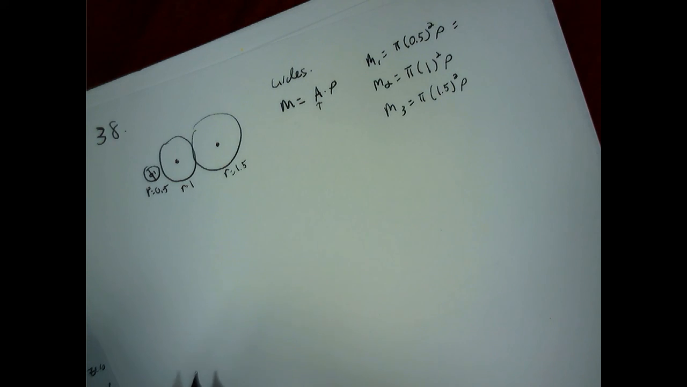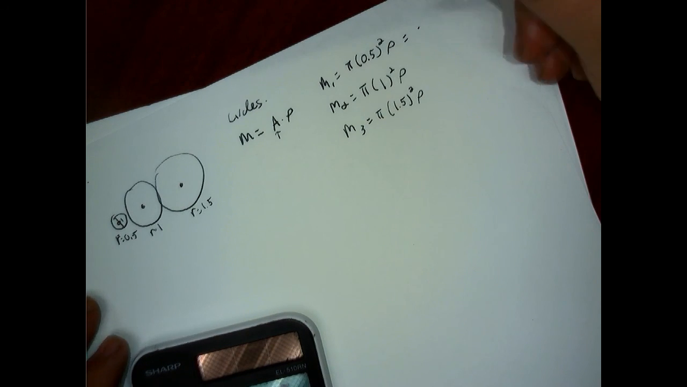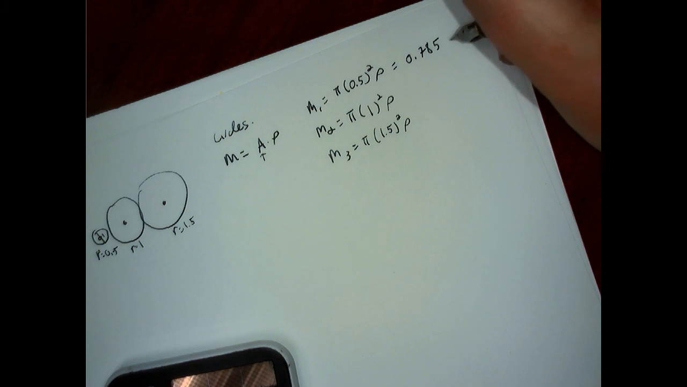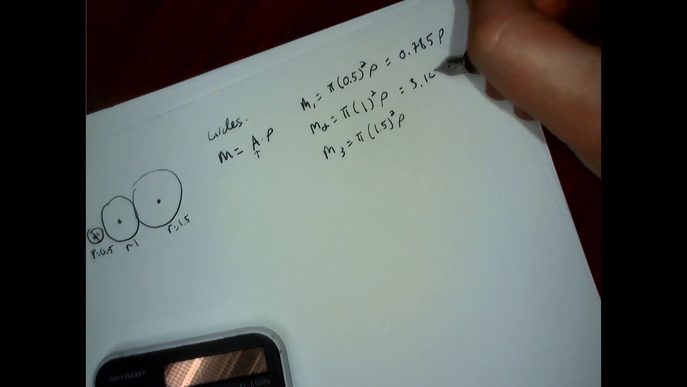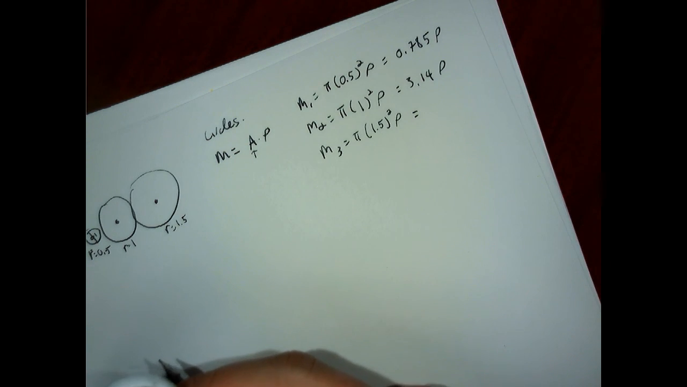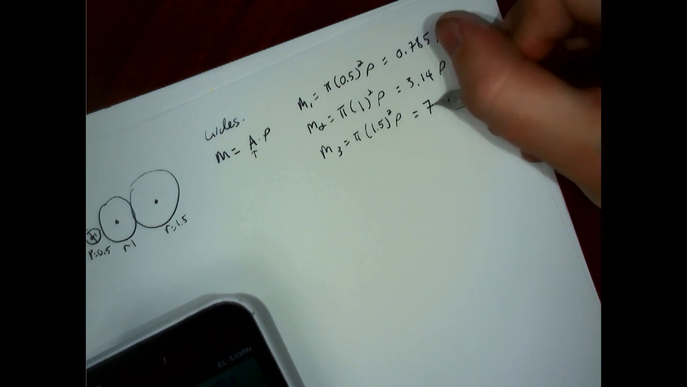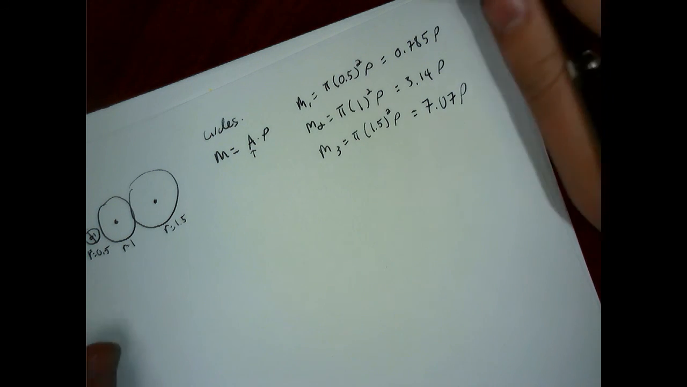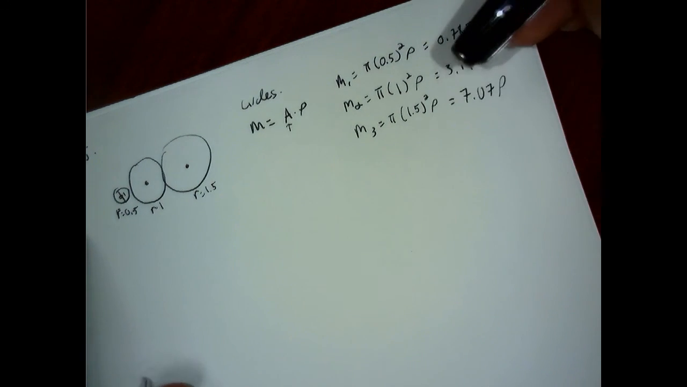So it's 0.5 times 0.5 times pi. Oh, 0.785 rho. This is 3.14 rho. And this is 0.5 times 1.5 times pi. 6.7 rho. Okay. Yeah, this question is a little bit outside the purview. I don't know if I'd ask you this question in the course, but it's a fun question.